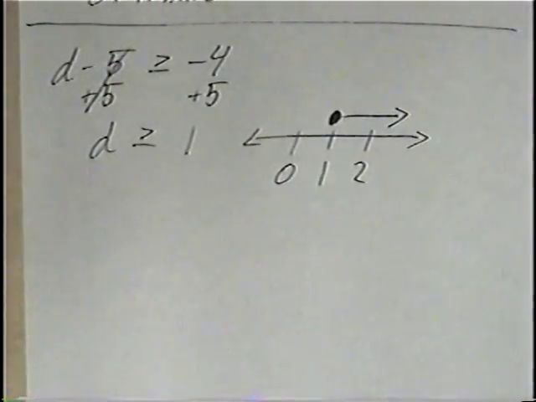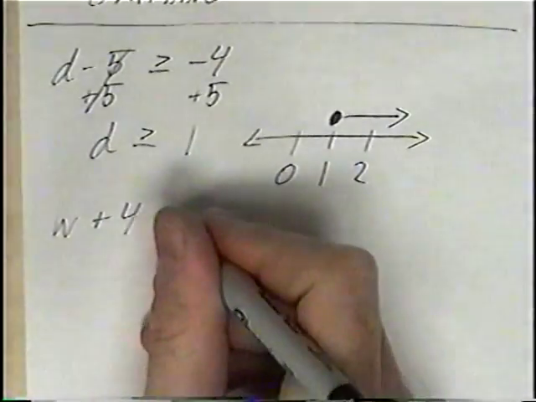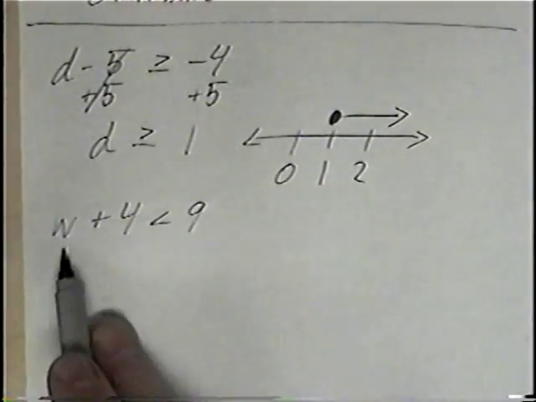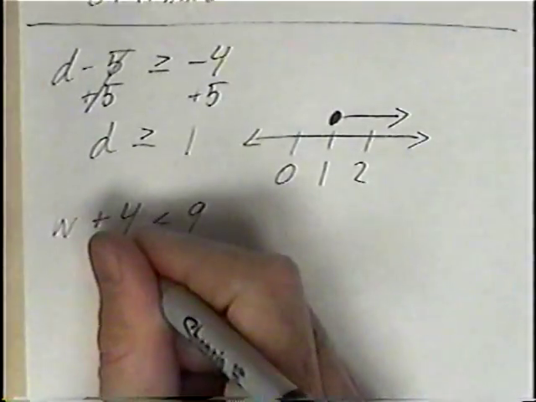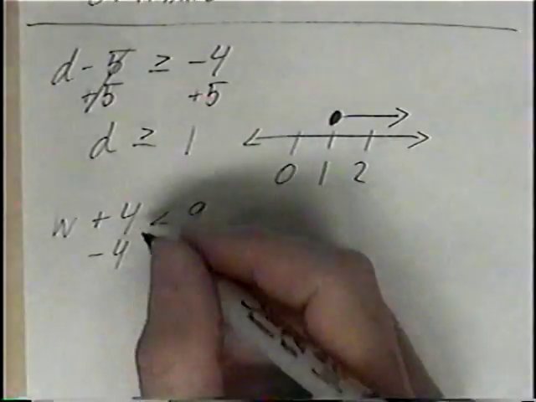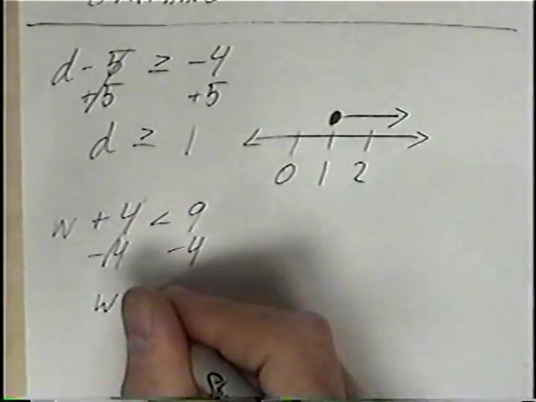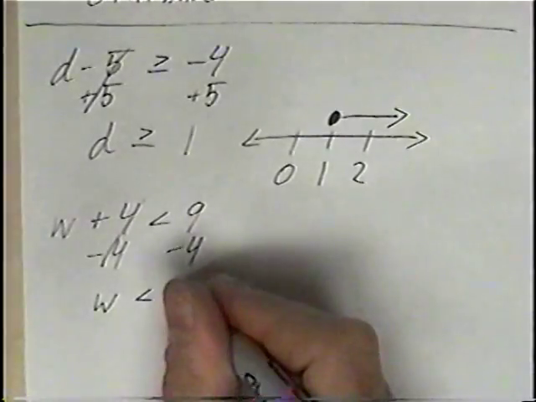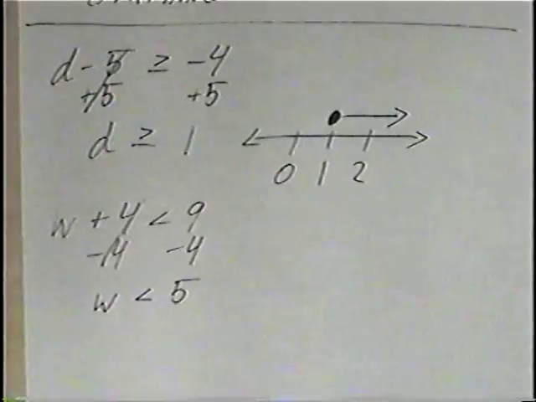Second question, and last question for the section, is w plus 4 is less than 9. Again, we want to get w by itself. To get rid of a positive 4, we can subtract 4 on both sides. 4 and negative 4 would cancel, so w would just be left is less than 9 minus 4, which would be 5. So the answer to the inequality is w is less than 5.